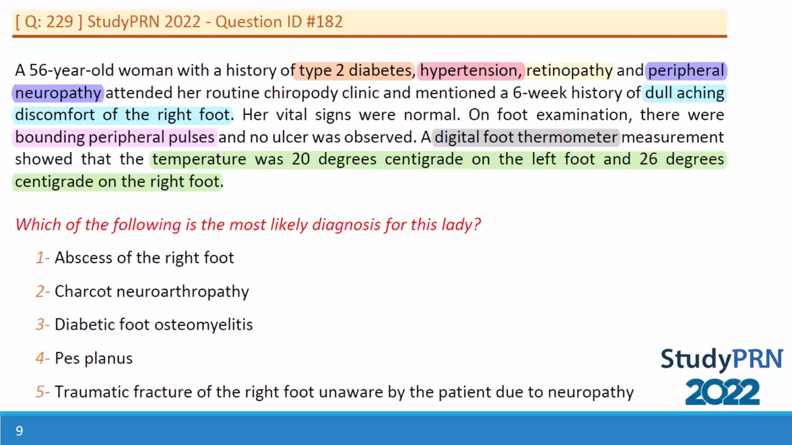Another question: type 2 diabetes mellitus with hypertension, with peripheral neuropathy, and a dull aching discomfort of the right foot. There are pounding peripheral pulses. The temperature was 20 degrees centigrade on the left foot and 26 degrees centigrade on the right foot, a difference of 6 centigrade. Which of the following is the most likely diagnosis of this lady? Peripheral arterial disease of the right foot, Charcot neuroarthropathy, diabetic foot osteomyelitis, venous thrombosis, traumatic fracture. As you know, once you see a foot abnormality, please choose Charcot neuroarthropathy in the final exam.